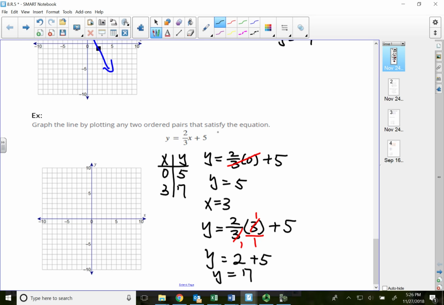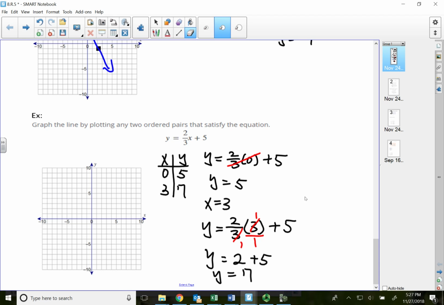So what will happen if my denominator is like a 5? Maybe like y equals 2 over 5 x plus 5. What would you pick for x as a second point? I will pick 5 because the top 5 and bottom 5 will cancel out. There you go. Trying to clear the fraction, okay?